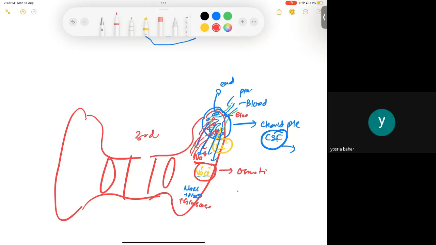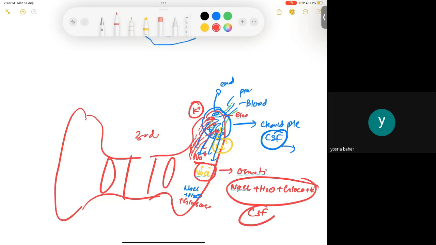And in the end, we have other channels for potassium, which are going to dump some potassium into the space as well. So in the end, we have NaCl plus H2O plus glucose plus potassium. And collectively, this is your CSF, which is a clear fluid. Is it clear?